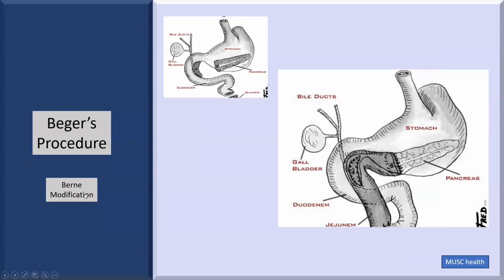The Berne modification is where they would not transect the neck. Transection again means a little more morbidity. So they would not transect the neck there. So it ends up being a little more vigorous Frey procedure. In the Berne modification, you take out a lot of it, but the posterior part is still intact. So that is almost like a big Frey. And that is the Berne modification of the Beger's procedure.